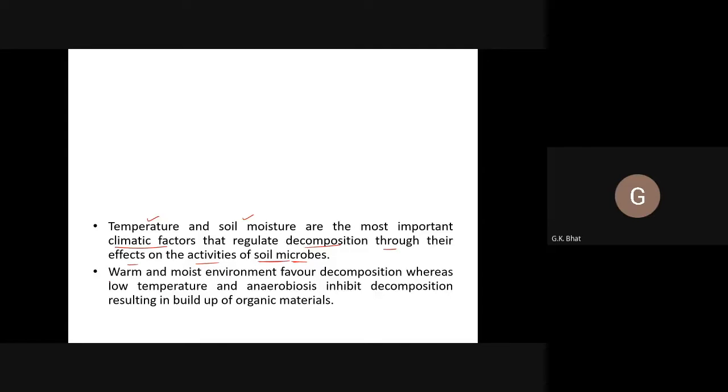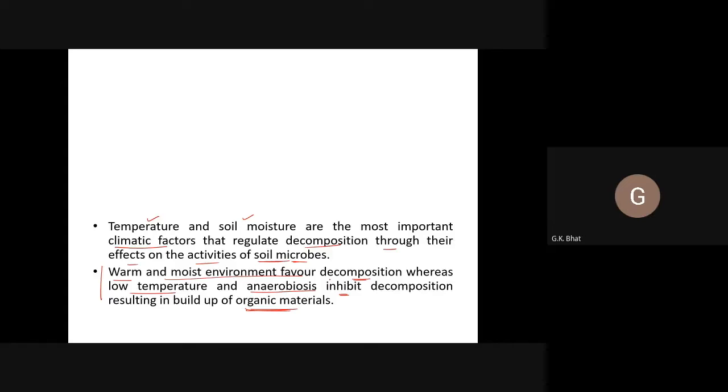Warm and moist, another important sentence. A warm and moist environment favors decomposition, whereas low temperature and anaerobic conditions inhibit decomposition. I have always told you, decomposition requires oxygen. If it is anaerobic or low temperature, decomposition is always less, resulting in buildup of organic material. Many times you see organic material accumulated on the roadside, giving a very foul smell when you move through it, because it is not getting decomposed properly.